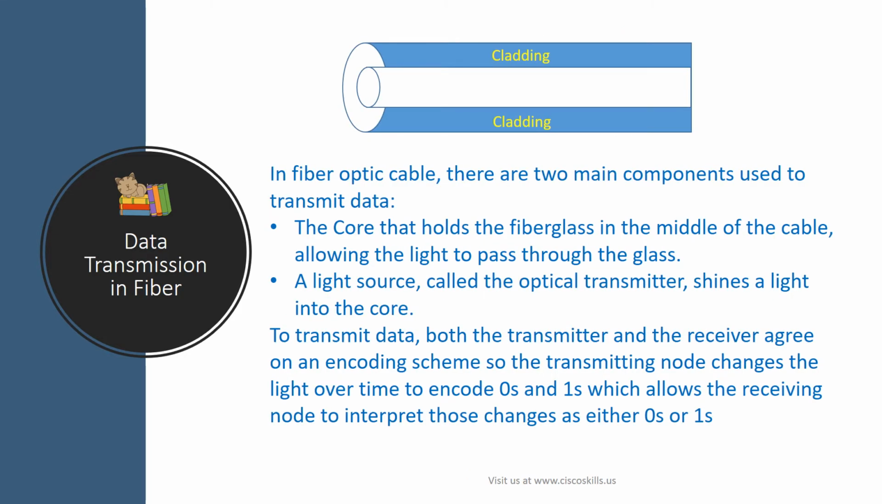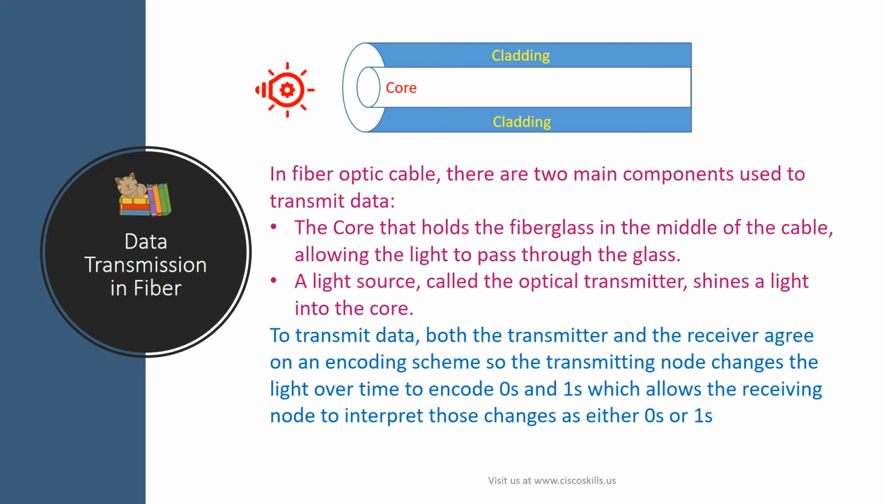To understand how data is transmitted in fiber, we first need to know that in fiber optic cable, there are two main components used to transmit data. The core that holds the fiber glass in the middle of the cable, allowing the light to pass through the glass. A light source called the optical transmitter shines a light into the core.